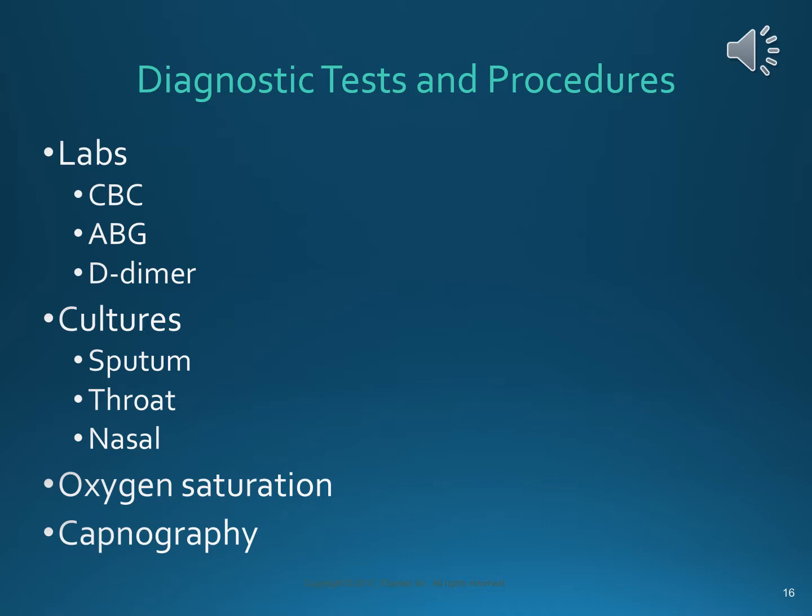Arterial blood gases can tell you about the pH. They can tell you about the amount of oxygen and the amount of carbon dioxide present. And then there's a test called the D-dimer, which indicates presence of clots in the body. So if you have somebody who all of a sudden has some chest pain and is very short of breath, they'll draw that to see if there's a risk for pulmonary embolus.